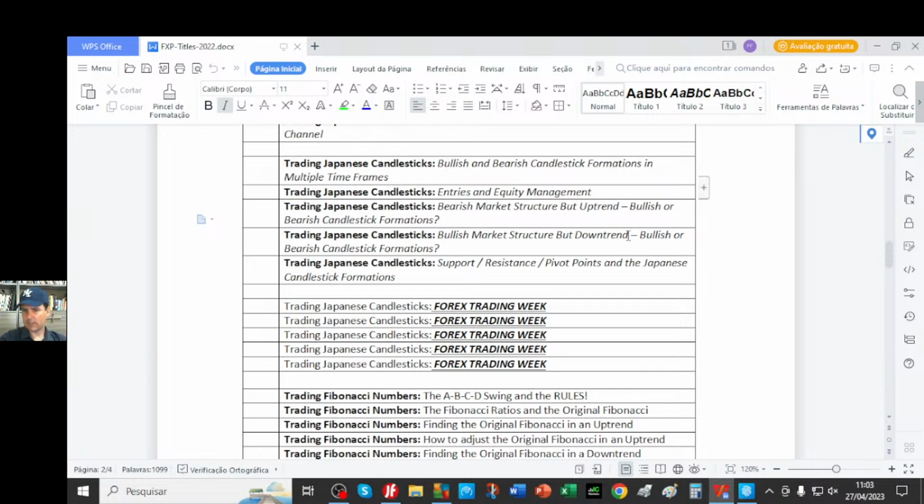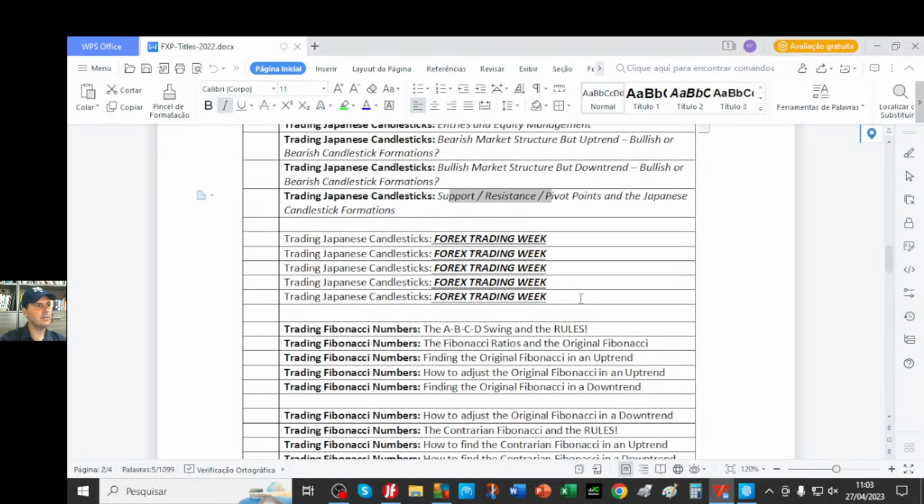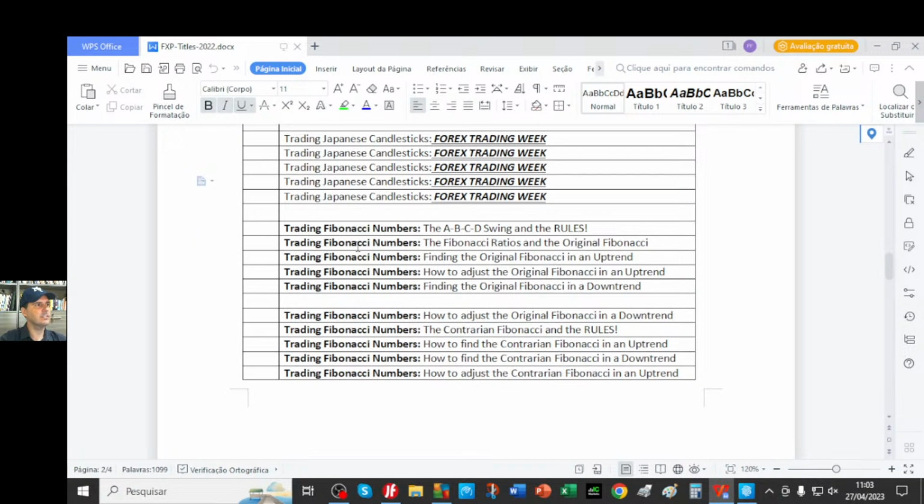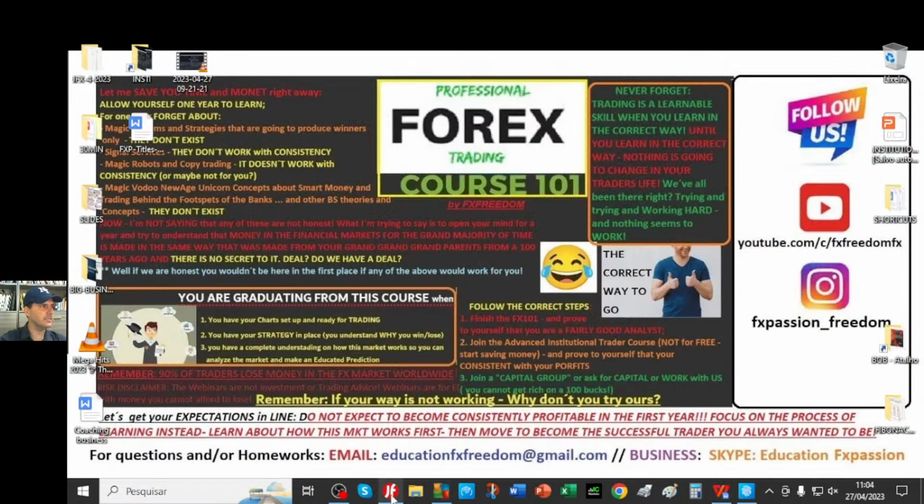Bullish market structure but downtrend. And tomorrow on Monday we have bearish, and then we have how to use candlestick formation in support, resistance, pivot points. That is the forex trading week. We are going to trade the market, make some money, and then it starts. So in May we are going to start the Fibonacci's. Wow, finally, right?